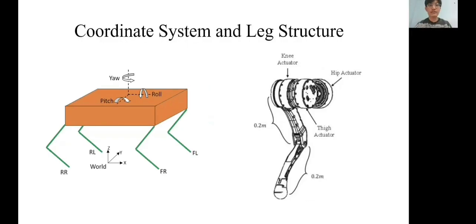Let's see the coordinate system and leg structure of our model. We use the Unitree A1 robot. It contains 12 joints. Each leg contains 3 joints: hip, thigh, and calf. Thigh and calf are the same length, 20 centimeters. And we choose the center of mass as the origin of the coordinate system and use the Euler angles to represent the orientation of the body.